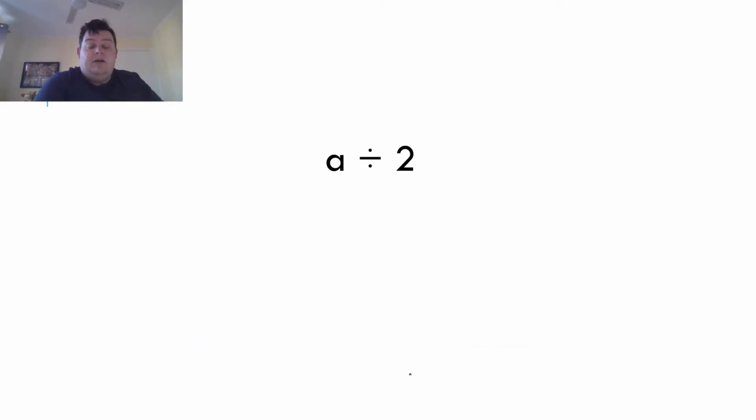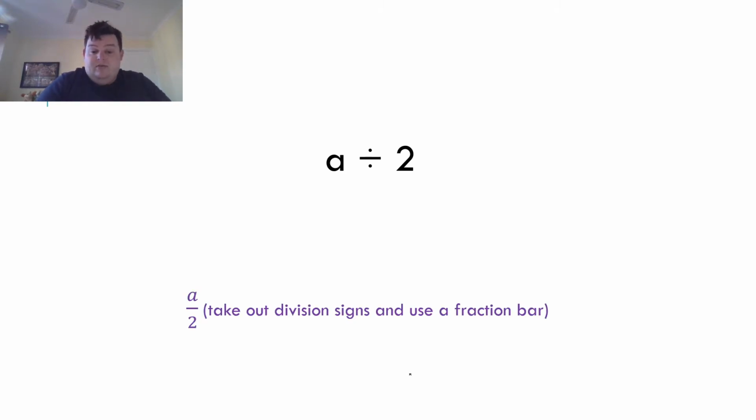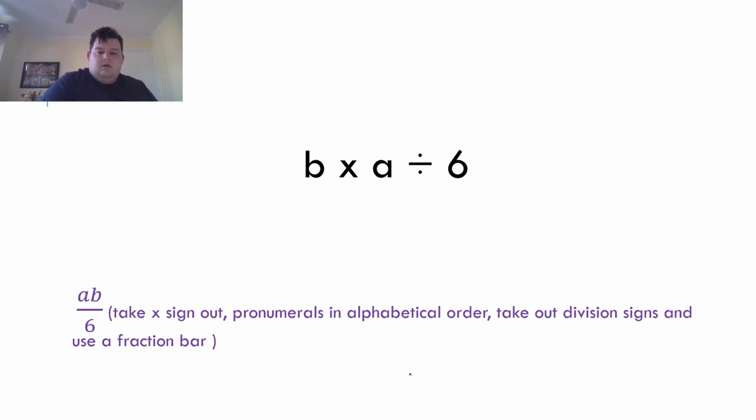What about a divided by 2? Alright, well hopefully you did the fraction version, a over 2, instead of that division sign. b times a divided by 6. Well, hopefully you took out that multiplication sign and used a fraction bar instead of a division sign.